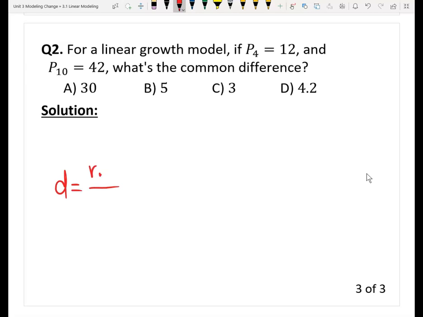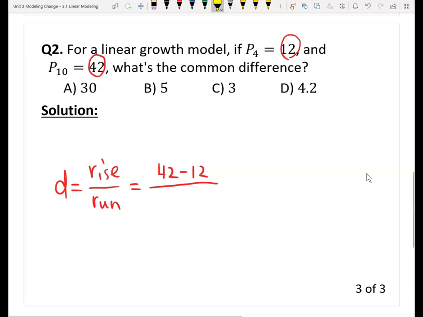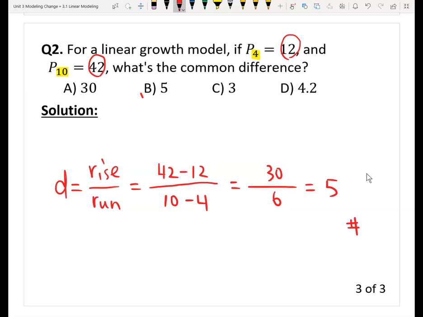d equals the rise over the run. All we need is to find the rise. From 12 increasing to 42, the rise is the difference between these two numbers. We use 42 minus 12. This is the rise. And what is the run? Of course, we look at the time. Here it is from time 4 to time 10. Therefore, the run is 10 minus 4. So we directly use the formula. Now all we need is to do the calculation. We get 30 over 6, which means 5. See, 5 is the answer. So the answer is B, right? And that's all. Thank you.